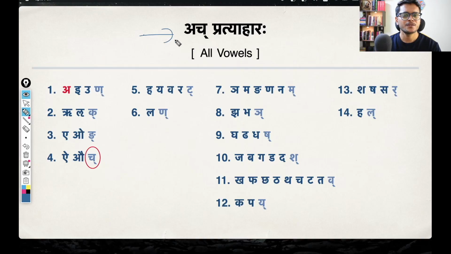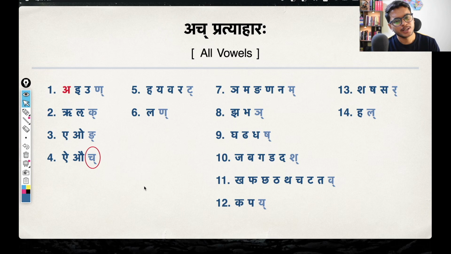Okay, and starting with the ach pratyahara, we already saw this one. Ach represents all the vowels. Why? Because if we see this pratyahara ach, we are starting with a and ending with ch, and all these letters represent all the vowels in the Sanskrit language. So the ach pratyahara, I hope, is clear.